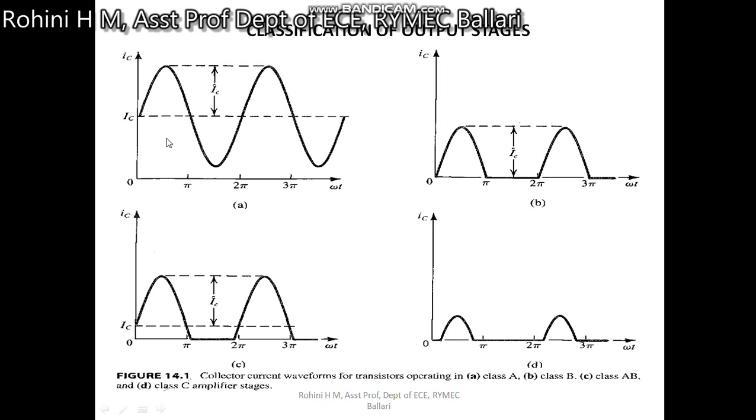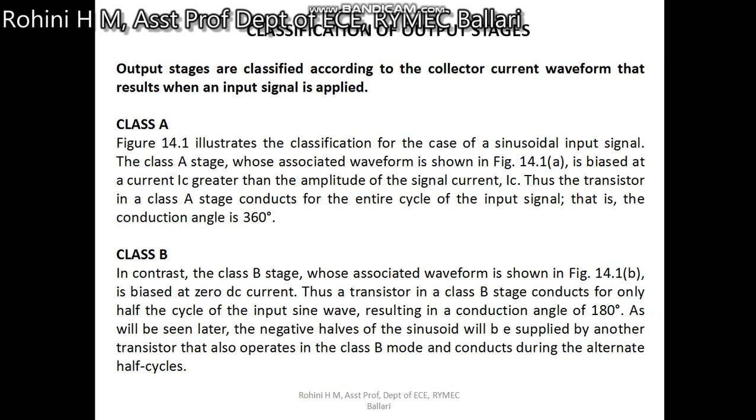So this is class A. Collector current of the class A amplifier is like this. Collector current of class B amplifier is like this. So class AB amplifier is like this, whereas collector current of class C amplifier stage is this diagram. So we learn everything in detail. So output stages are classified according to the collector current waveform that results when our input signal is applied. So the first one we discuss is class A amplifier.